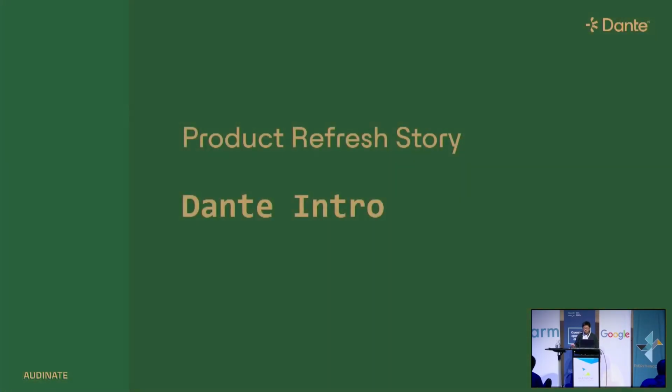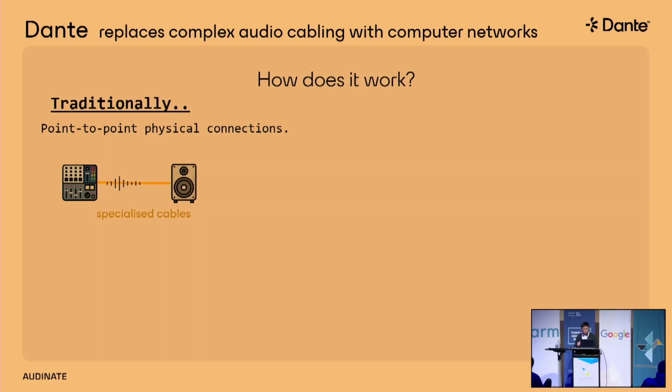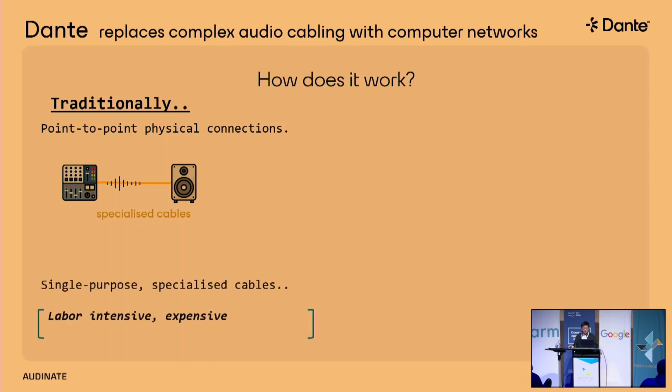So, before we dive into the product refresh story, I'd like to cover a little bit on what Dante is, how Dante works, and what we do. So, Dante, basically what it tries to do is it transforms traditional audio cabling problems for pro AV setups into a networking problem. In the traditional setups, you would basically have point-to-point connections between audio devices, and these would have cabling that is specialized, very expensive, and single purpose.